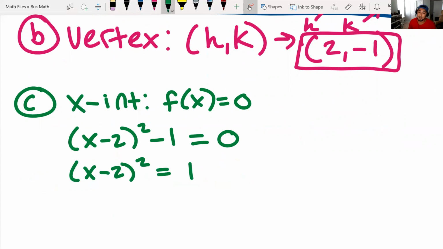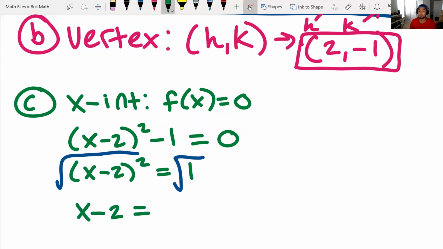And then I need to solve for x. So I will introduce the square root method, right? Because that's how we get rid of the square. So I'll say square root. And you'll get x minus 2 equal to, and remember, whenever we're solving for a variable and we square root both sides, we always have 2 answers.